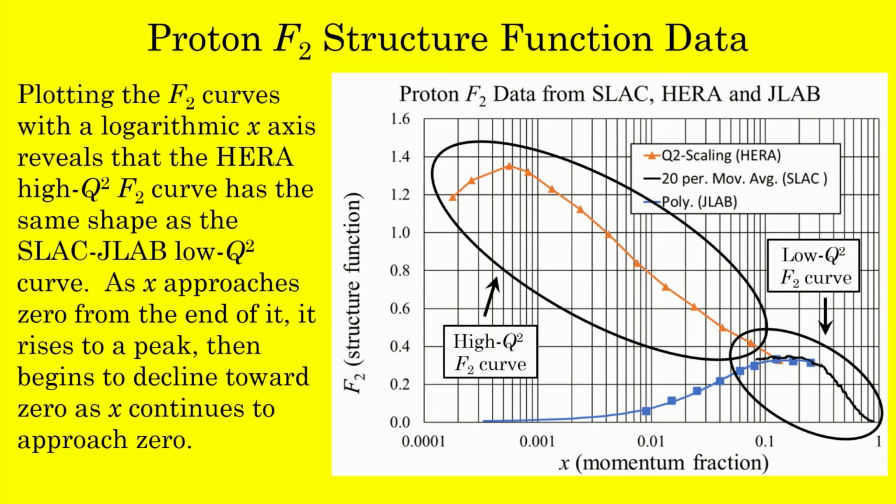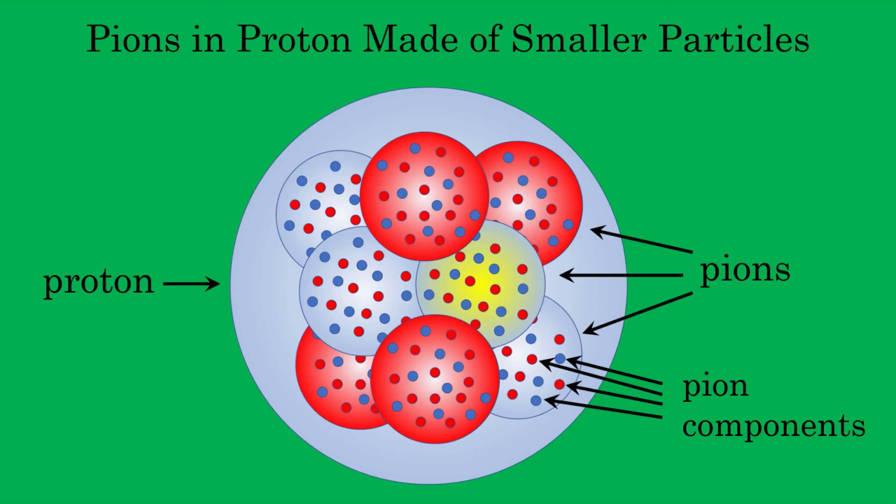This graph of the same F2 data, but with a logarithmic x-axis, shows that between x equals 0 and 0.133, the curve takes the shape of the combined SLAC JLab proton F2 curve for x between 0.05 and 1. It appears HERA has produced an F2 curve for a particle other than the proton, apparently for the component particles of the proton, pions. HERA is looking inside the component particles of the proton and seeing even smaller particles than the pions. HERA is seeing the particles that make up the pions.